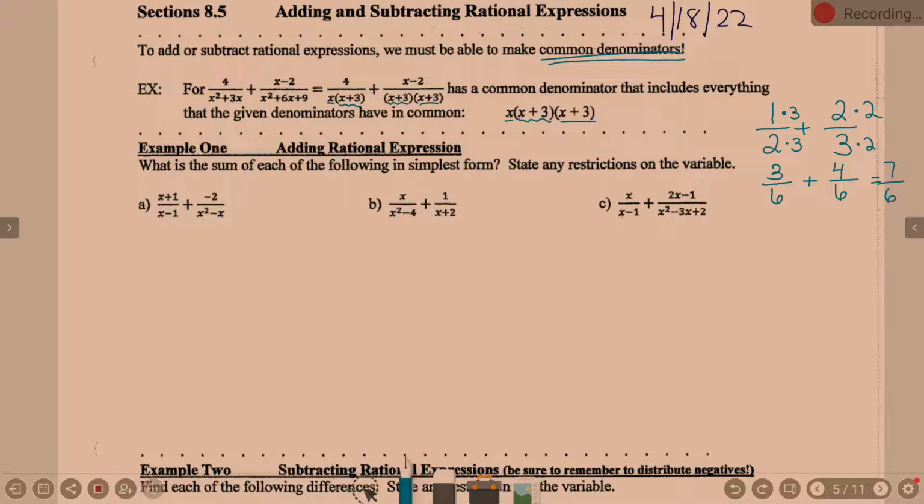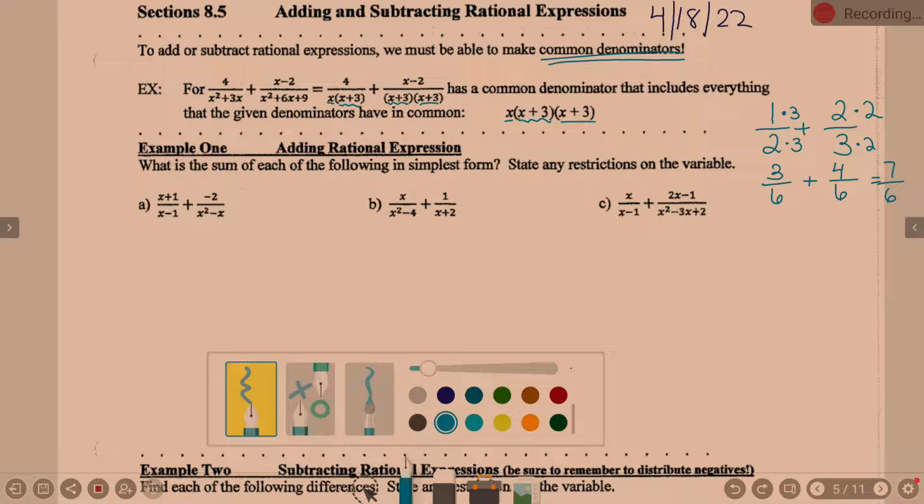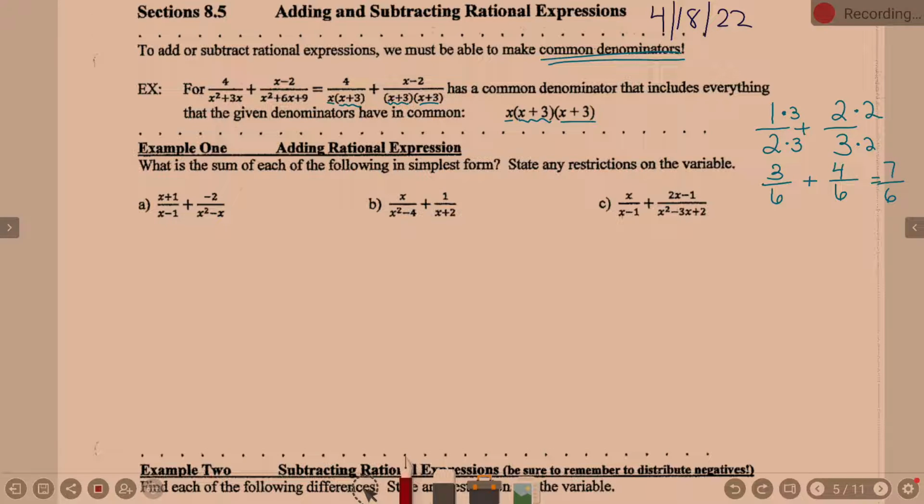Okay. So, let's go over and look at example A. What is the sum of each of the following? In simplest form, state any restrictions on the variable. As we look at this, always start by looking at your denominators. Is there anything that can factor? Does x minus 1 factor? No. x minus 1 is just x minus 1. Does x squared minus x factor? Yes. How do we factor x squared minus x? x times x minus 1.